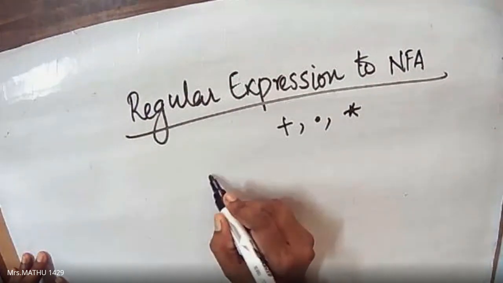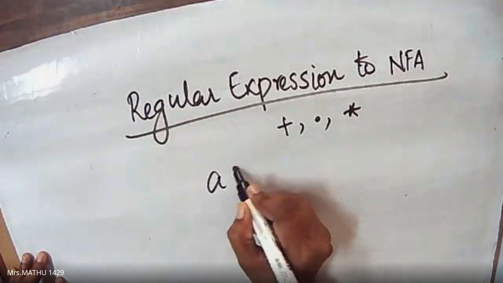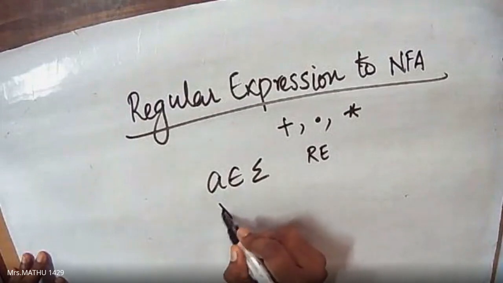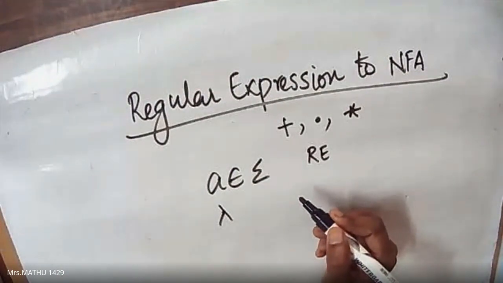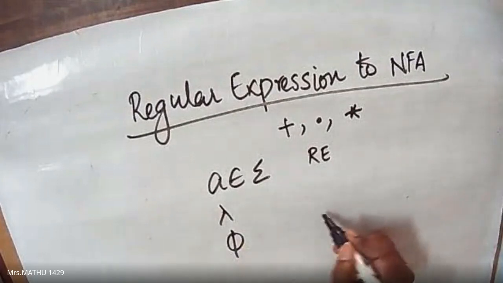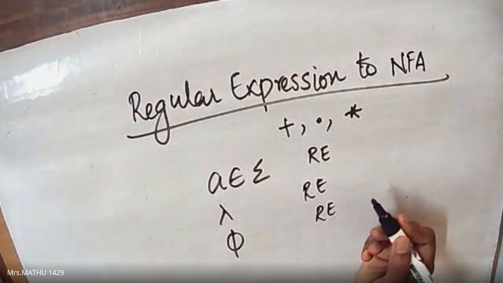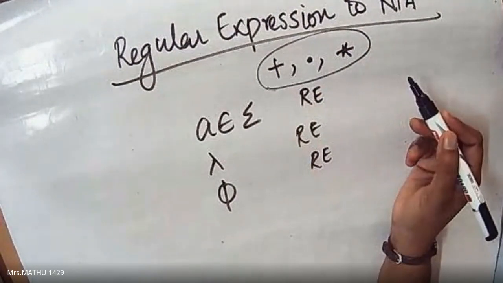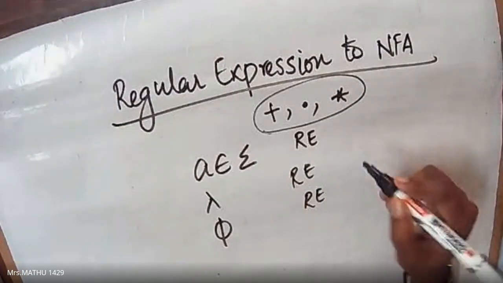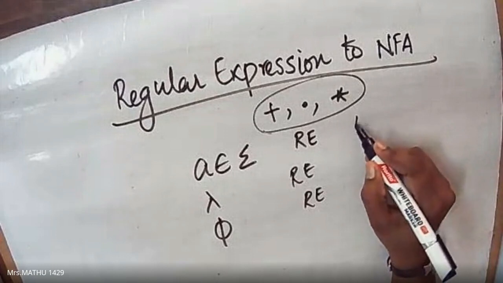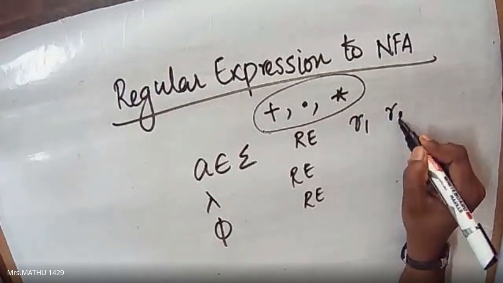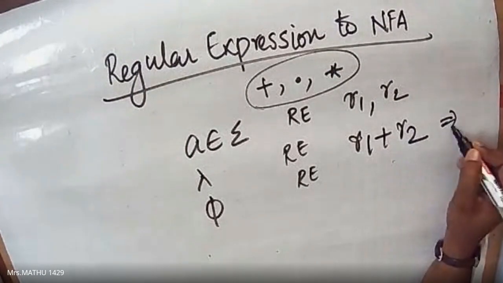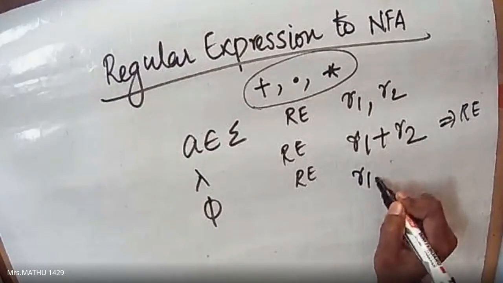Okay, so we have seen that a belonging to sigma is a regular expression, and then lambda itself is a regular expression. And then phi, that is also a regular expression. Using the operators like plus, dot and star, we will be able to generate some more regular expressions. So if R1 and R2 are two regular expressions, then R1 plus R2 is a regular expression, and R1 into R2.